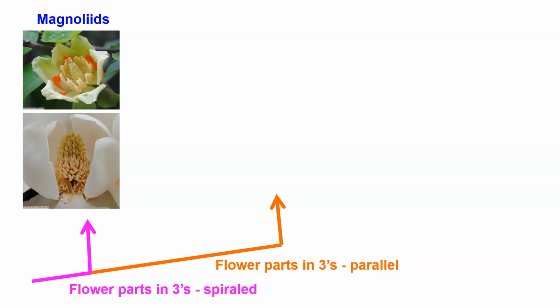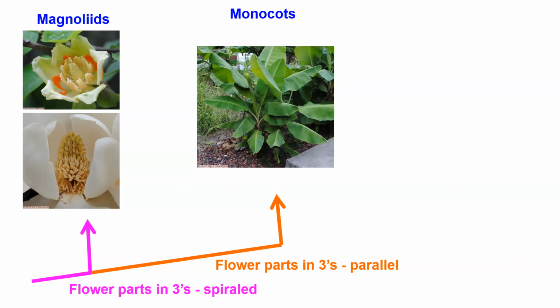The next step up, it says flower parts in threes, and what we find is we've got parallel leaf veins on these, which makes it rather easy to distinguish because they do have this very distinctive parallel arrangement. And this is going to put us in what we call the monocots. The monocots have a single cotyledon and therefore are rather unique.